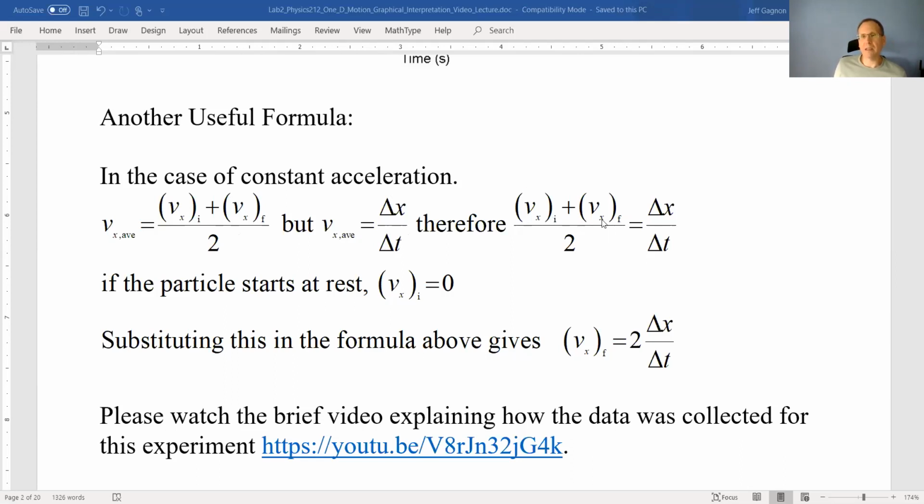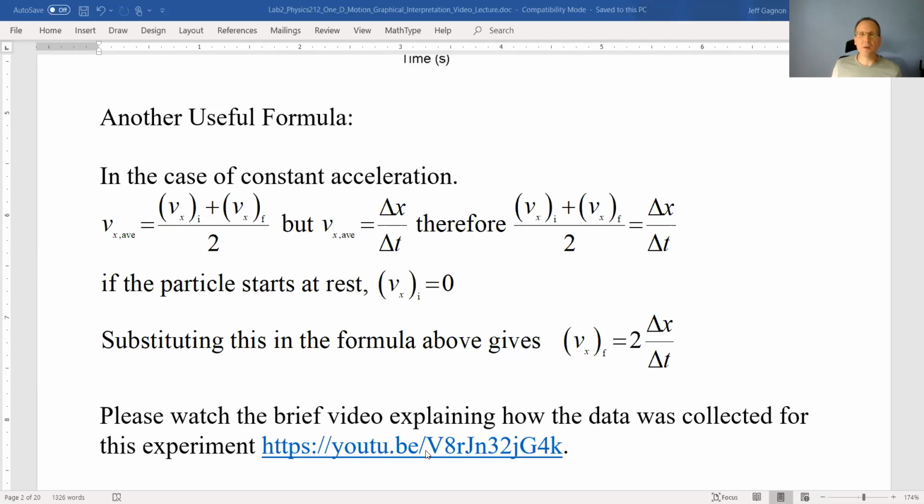Remember, I want to solve for Vx final. All I need to do now is multiply both sides of the equation by 2. So Vx final, the final velocity of the cart as the end of the flag passes through, is 2 times delta x over delta t. It's basically twice the average velocity. Again, this is only true because the cart is starting at rest and undergoing constant acceleration. If that's the case, the final velocity is always going to be twice the average velocity. You will need that for some of the calculations later. So you have that.